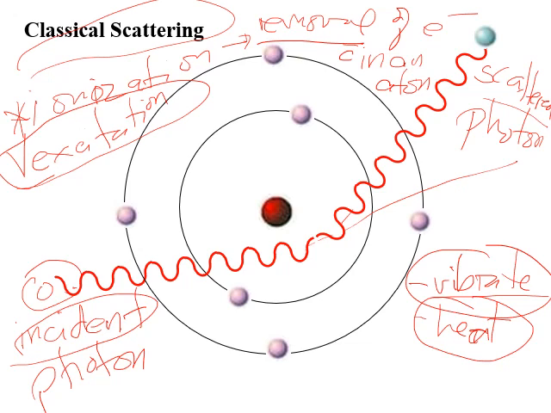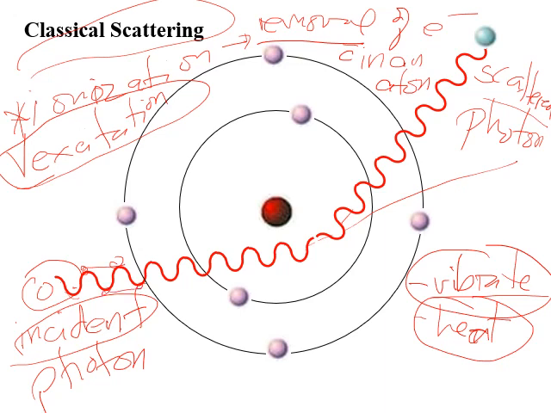And also take note that in this scattering, the classical scattering, the wavelength here is unchanged. The wavelength, again, is the distance from crest to crest or from valley to valley.